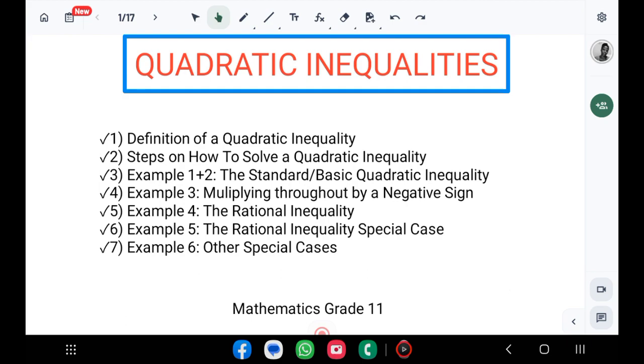In this video, I'm going to show you all the tips and tricks on how not to confuse the two, and a step-by-step easy guide to help you solve any type of inequality, whether it is a standard basic one or one that is a special case.